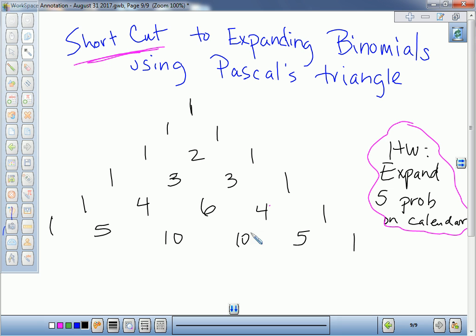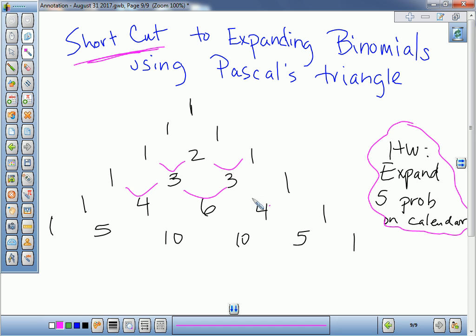Alright, so the way we build Pascal's triangle is to get ones down here. To get any number, you add those two. You add those two. You add these two. Oh my goodness. Okay? So now everybody ought to be able to get the next row.